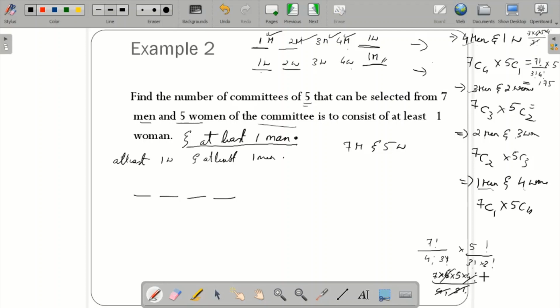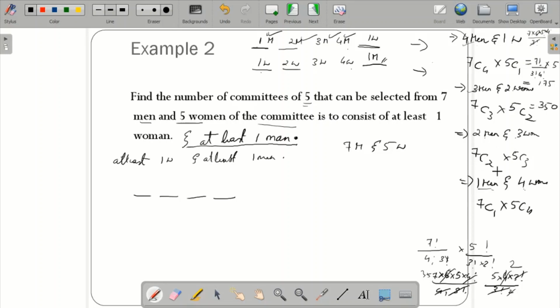So this result will be 35, and here it is 5 into 4 into 3 factorial divided by 3 factorial into 2. The 3 and 3 get cancelled, and then again it is 5 into 4 divided by 2. So it is 10. 10 into 35, you'll get 350. So this answer is 350 over here.